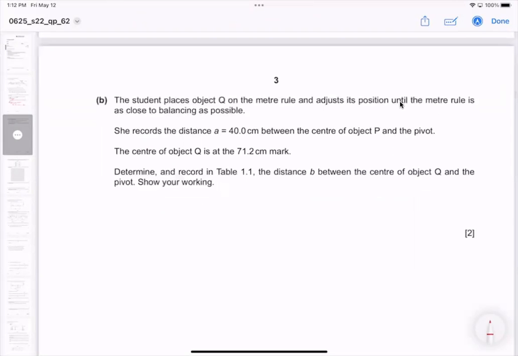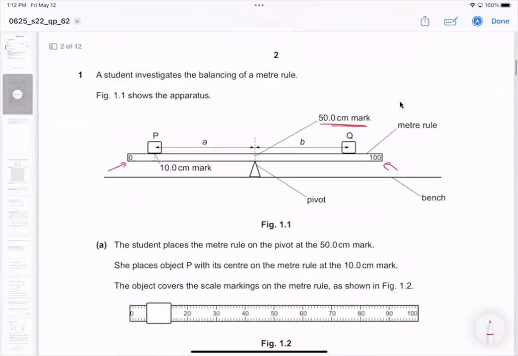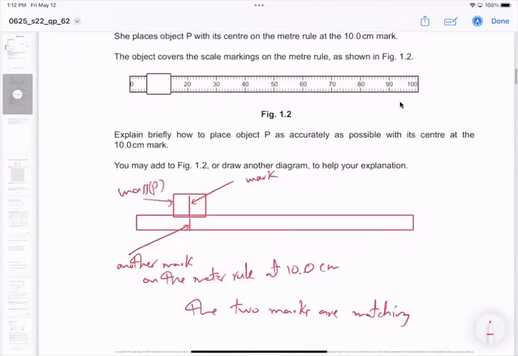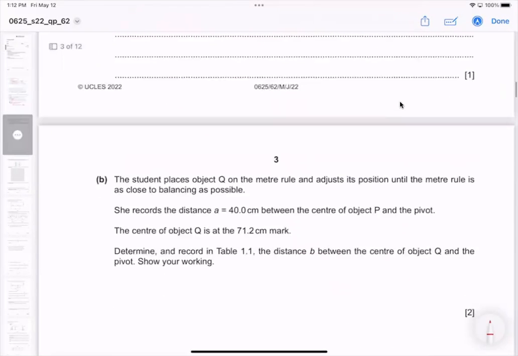Okay, she records the distance A, which is 4 centimeter, of course. Here at the midpoint, which is 50 centimeter, and here we have 10 centimeter. So the difference between them will be 40 centimeter. So A is 40 centimeter, between the center of the object P and the pivot.